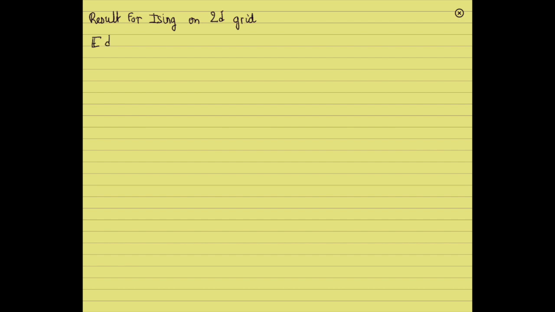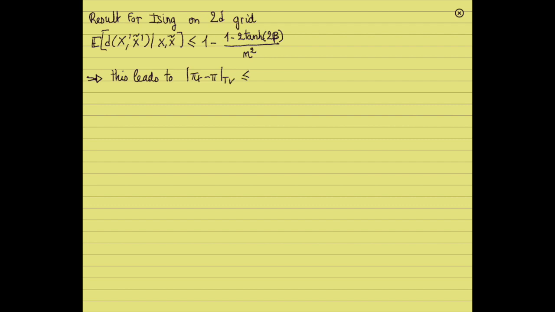So skipping the calculations, the resulting lambda for the two-dimensional grid is of the form 1 minus twice the hyperbolic tangent of 2 beta divided by n squared. So n squared is the number of sites in the grid, and beta is the inverse temperature associated with the target distribution pi. So altogether, this leads to a geometric ergodicity result in total variation with a rate equal to this rate lambda.